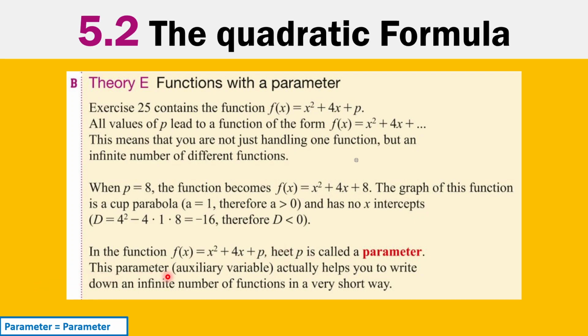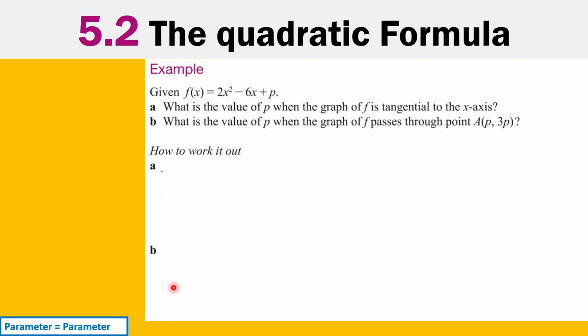This parameter, sometimes called an auxiliary variable, in Nederlands noemen we dit ook wel een hulpvariabele, actually helps you to write down an infinite number of functions in a very short way. Why infinite? Well, because p can be anything, right? And because p can be anything, I have a lot more possible functions that I can now describe. Let's take a look at how we can work with parameters.